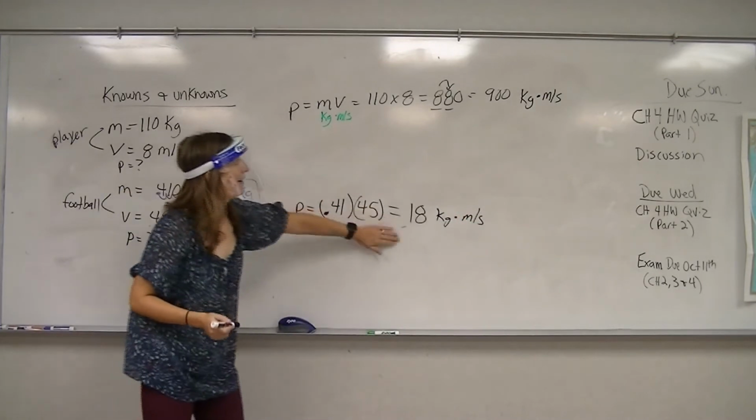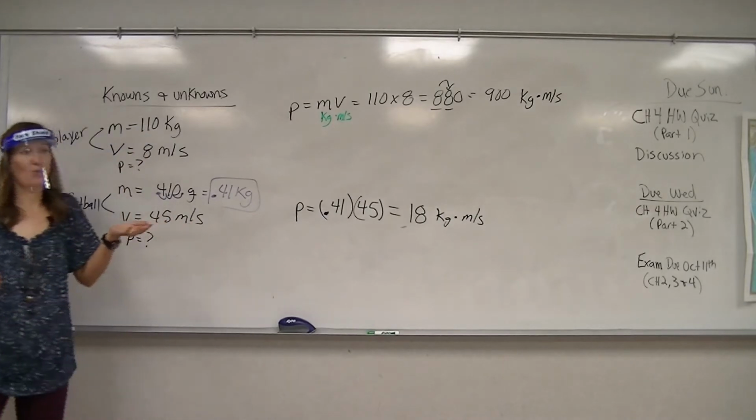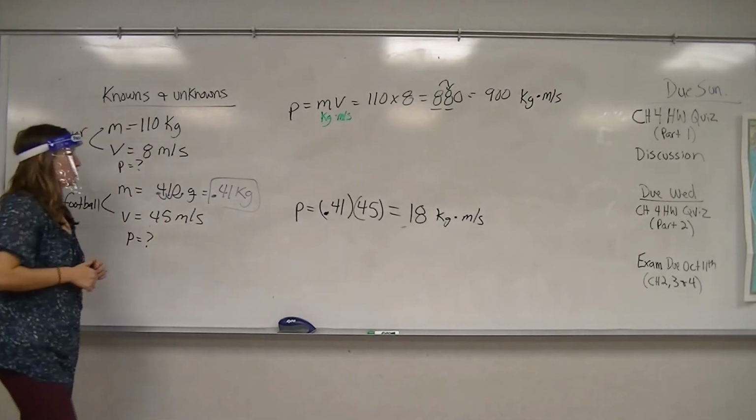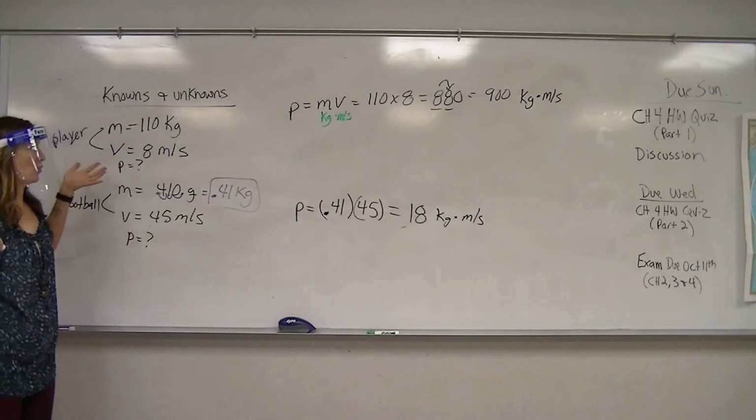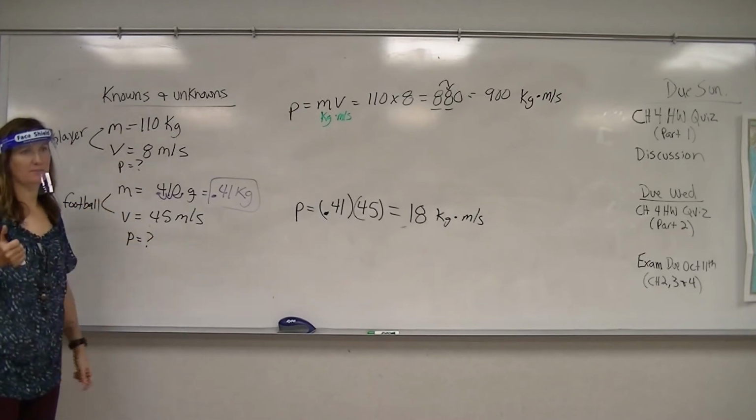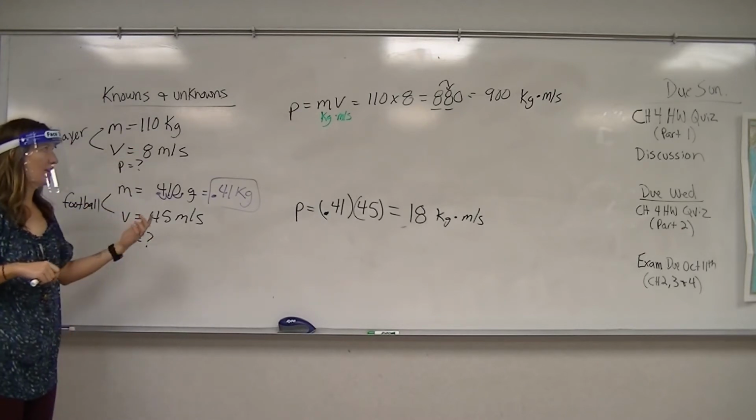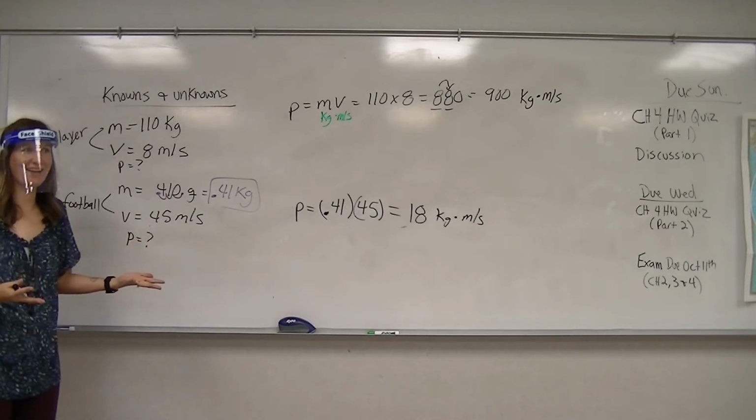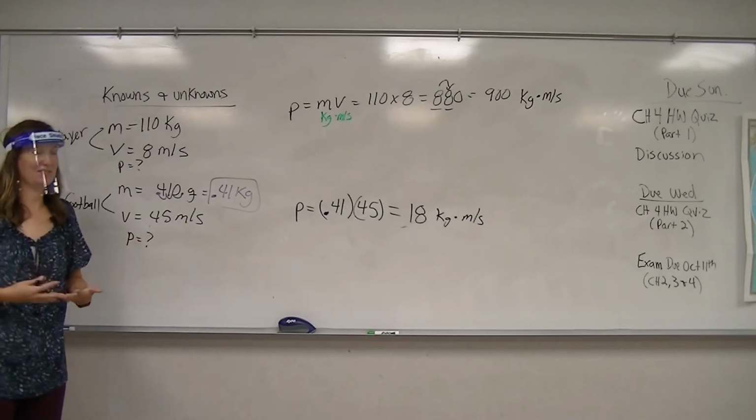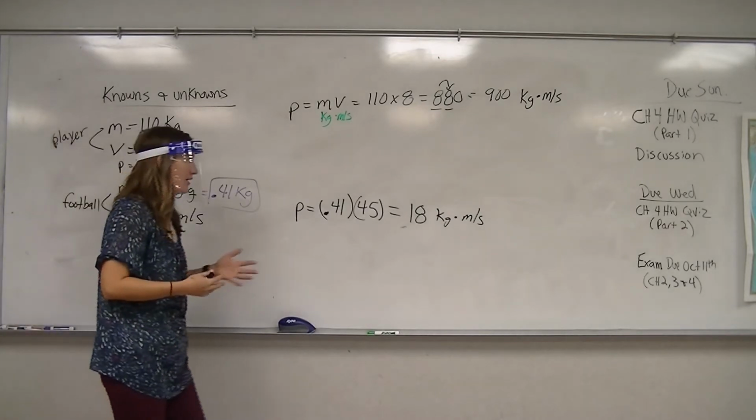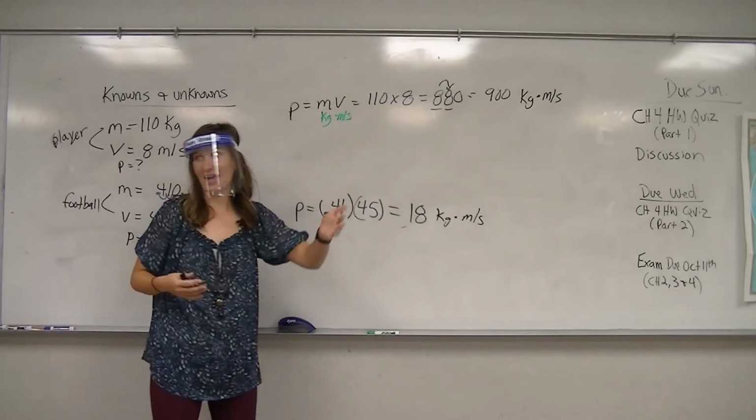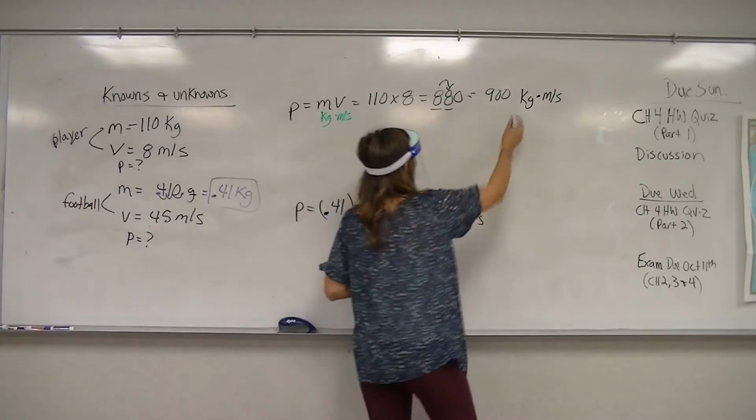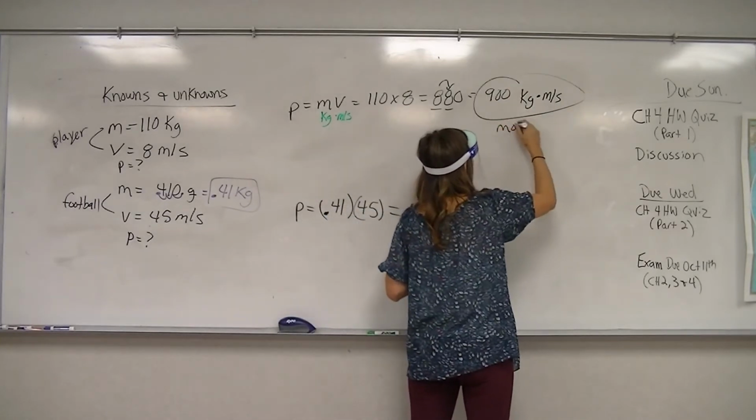So you're comparing these two. There actually is quite a large difference. So which object has more momentum, the player or the football? The player. The player, and that makes sense because a player is going to be harder to stop than a football, right? And the more momentum, the harder it is to stop the object. I'd much rather have a ball thrown at me than a player attacking me. So the player wins, more momentum.